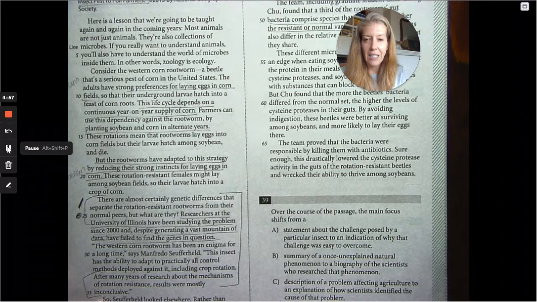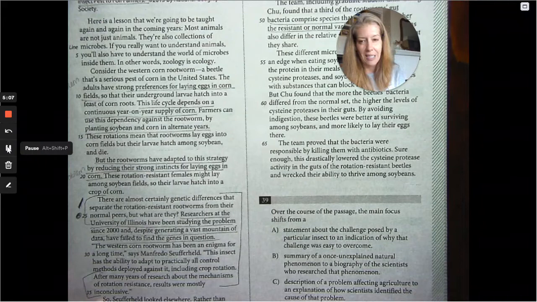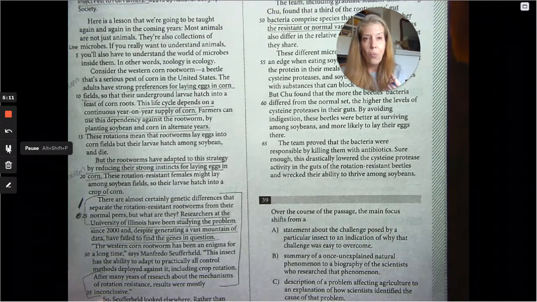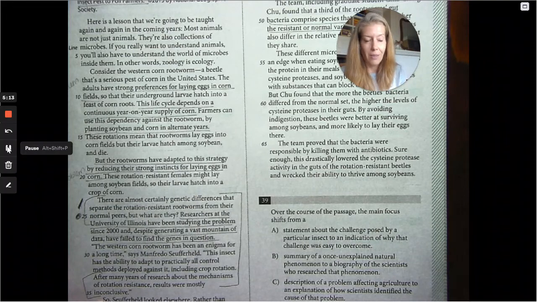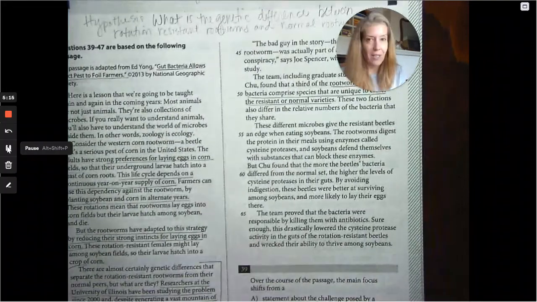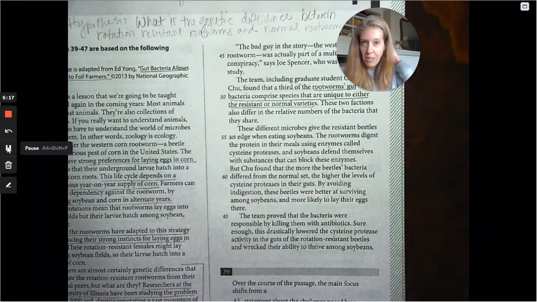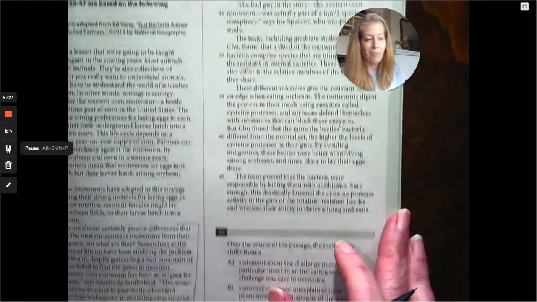This insect has the ability to adapt to practically all control methods deployed against it, including crop rotation, after many years of research about the mechanisms of rotation resistance. Results were mostly inconclusive. All right, so why are we studying this? So I just wrote, what is the genetic difference between rotation-resistant rootworms and normal rootworms?